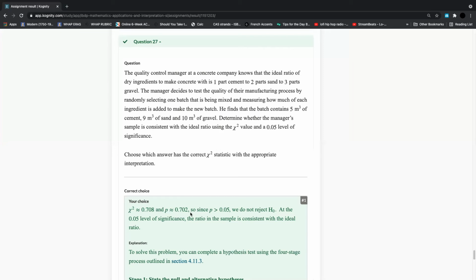Determine whether the manager's sample is consistent with the ideal ratio using the chi-squared value and a 0.05 level or 5% level of significance.